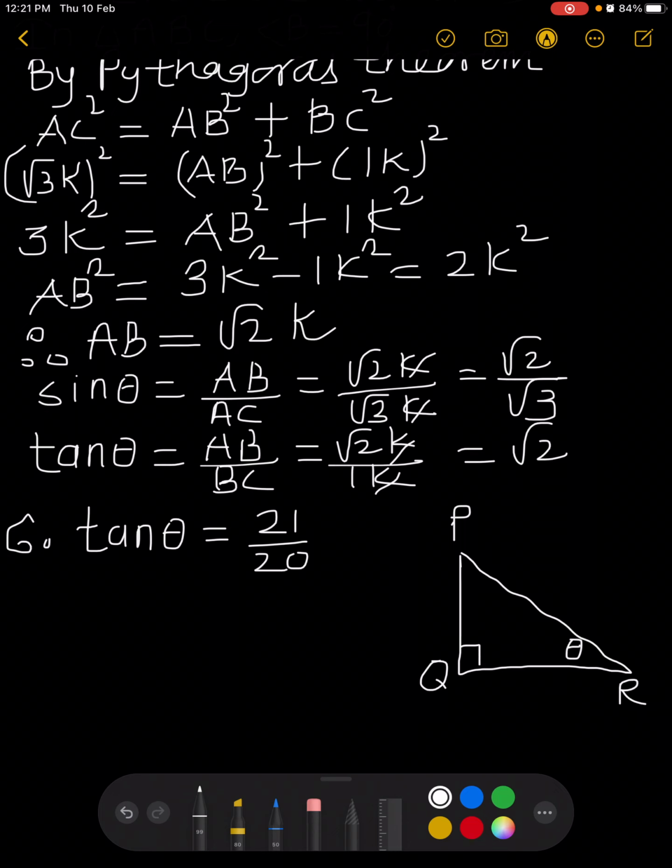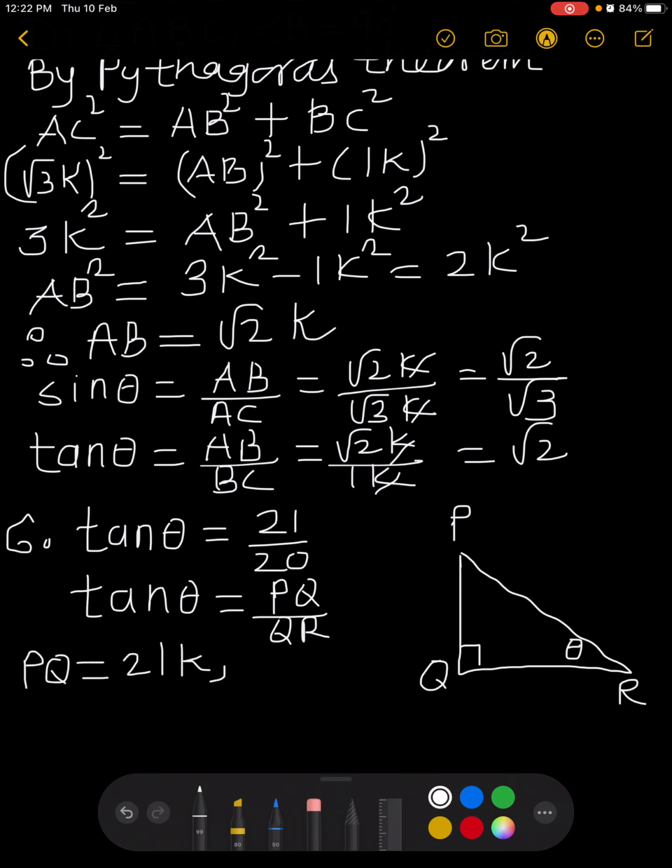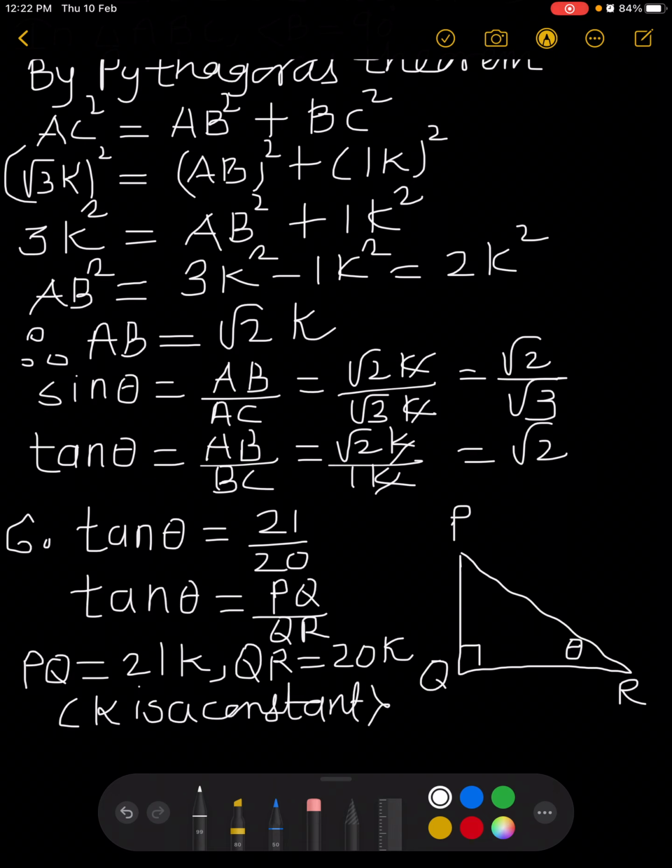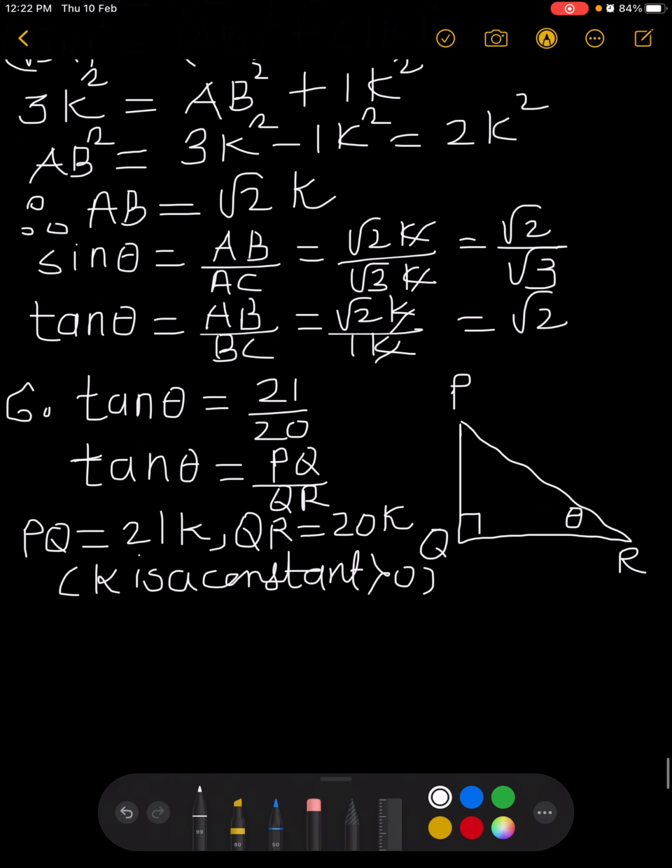Angle R is theta in measure. Then write the definition of tan theta. It is the ratio of opposite side PQ and adjacent side QR, known as tan theta. PQ, let us write 21K. QR, let us write 20K, and K is a constant. We are going to write here greater than 0. PQ is 21K, the opposite side, and the adjacent side is 20K.